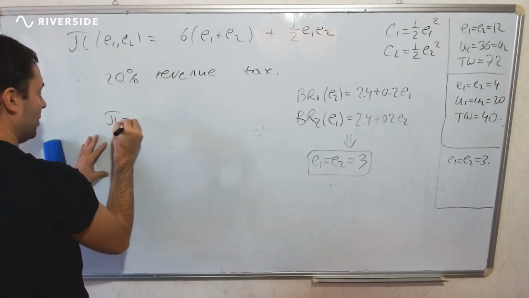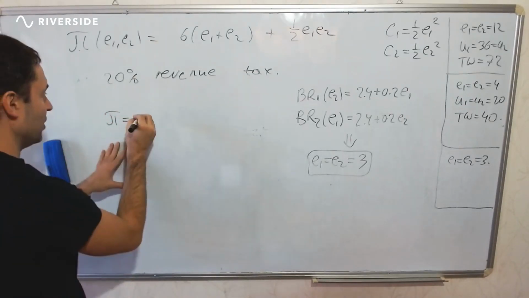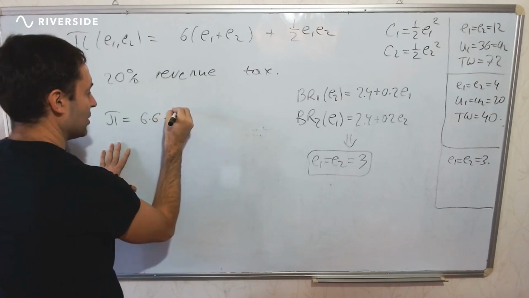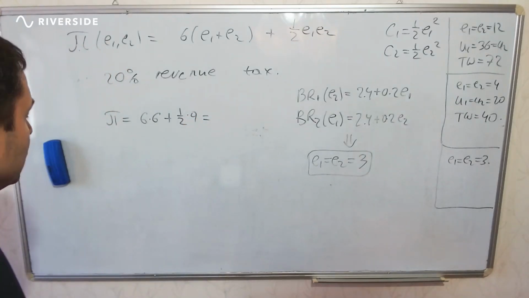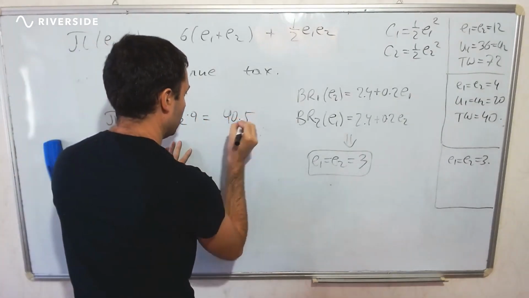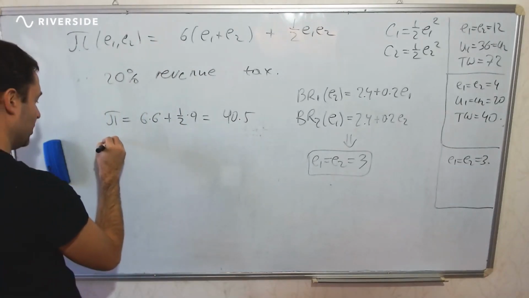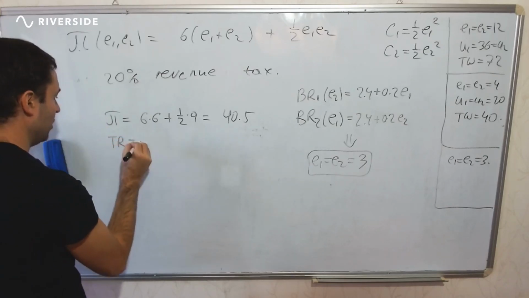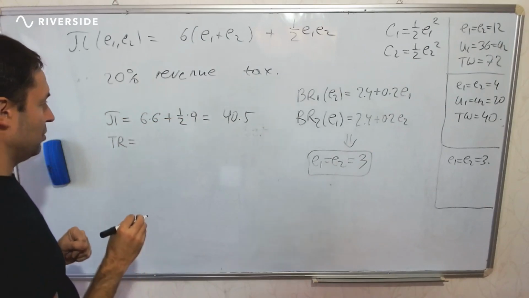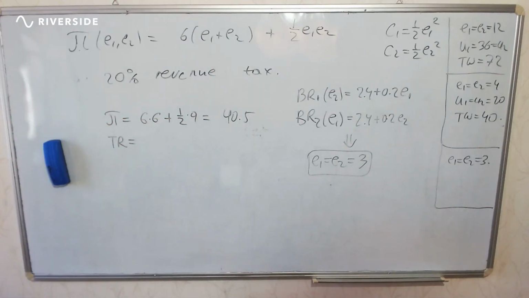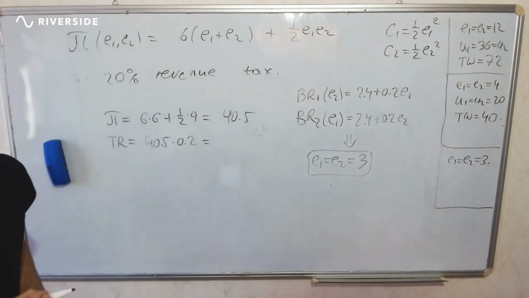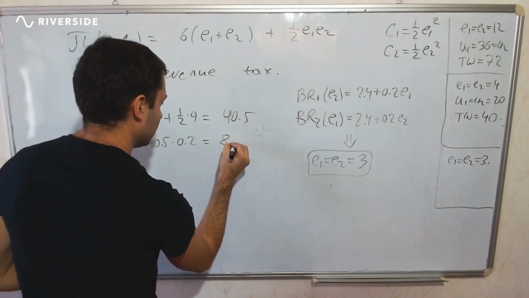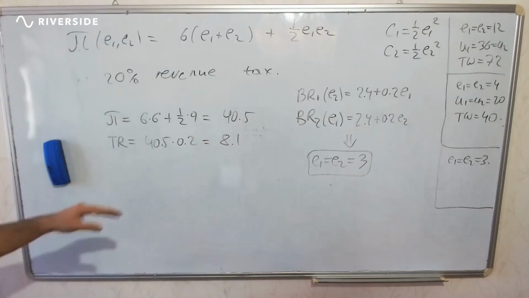So let's calculate the profit. So the profit at these levels will be 6 times 6 plus 1/2 of 9. So 36 plus 4.5, so it's 40.5. So notice that, let's calculate tax revenue. Tax revenue will be 20% of that. So 20% of that is, 40.5 times 0.2 is 8.1. Okay, yeah, just divide by 5.